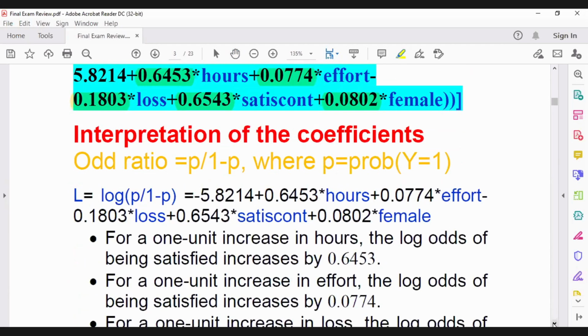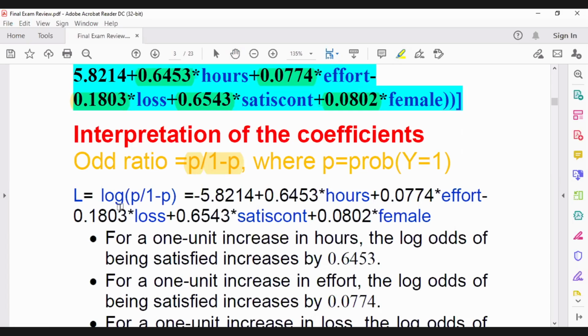Interpretation of the coefficients. This is something I missed from the class last lecture, but it's also a good time to go over it. In the final exam, you may use your class notes to answer questions. Interpretation of the coefficients of logistic regression. Let's start by defining an odds ratio. The odds ratio is equal to P over 1 minus P, where P is the probability that Y is equal to 1, and 1 minus P is the probability that Y is equal to 0. Okay?